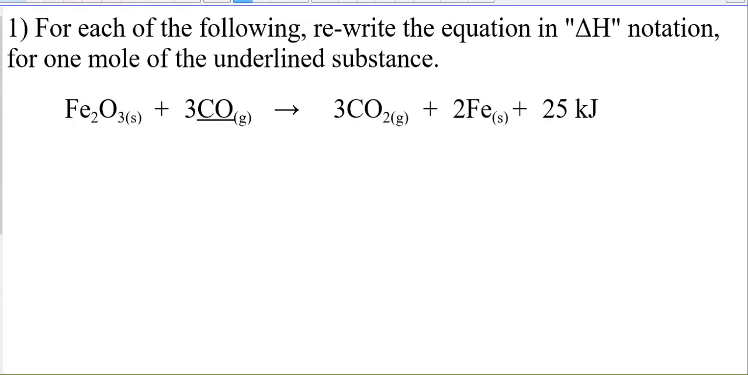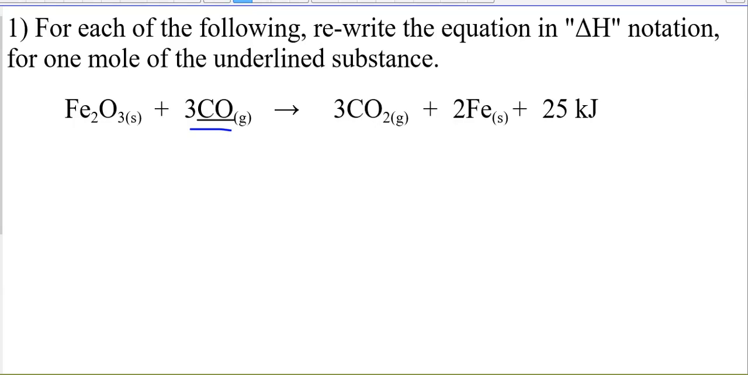Some of your practice problems will consist of just getting familiar with writing the enthalpy as part of the chemical equation or taking it from the chemical equation. So I think for the very first question, there's A, B, C, D, E, might go to F. You'll have a situation like this where it says for each of the following, rewrite the equation in delta H notation for 1 mole of the underlying substance. And so the underlying substance here is our carbon monoxide.